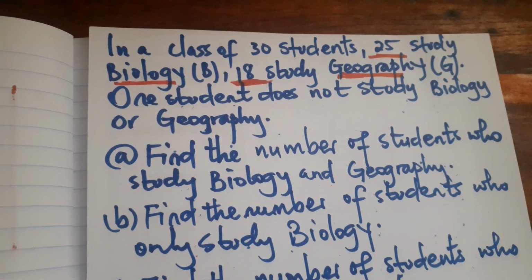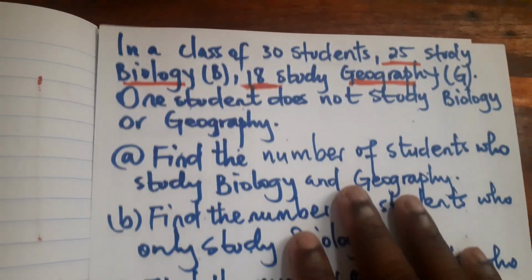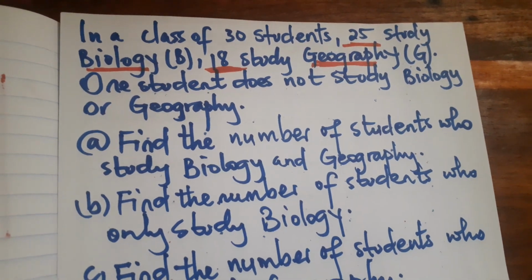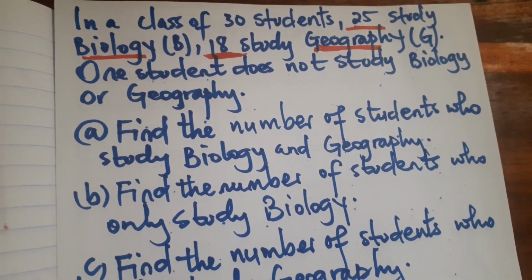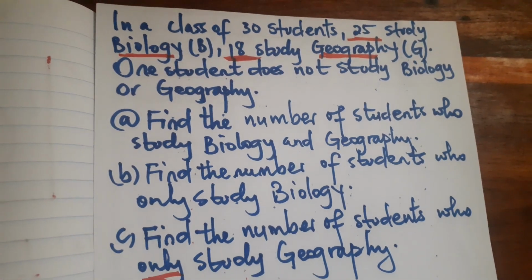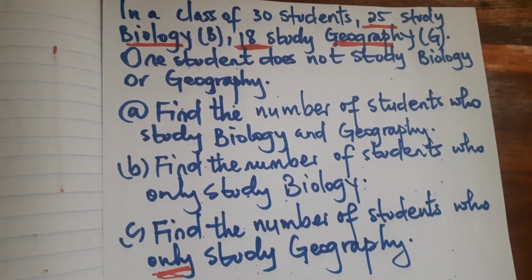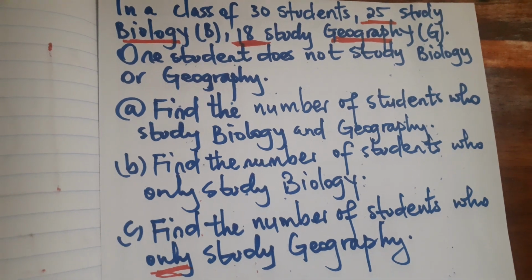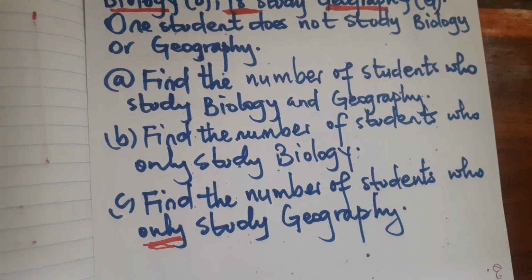Let's look at this other example about Venn diagrams. This question says, in a class of 30 students, 25 study biology, 18 study geography. One student does not study biology or geography. Letter A, find the number of students who study biology and geography. Letter B, find the number of students only studying biology. And letter C, find the number of students who only study geography.